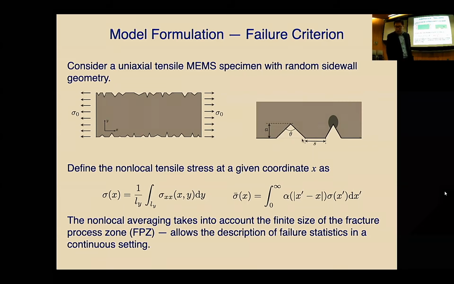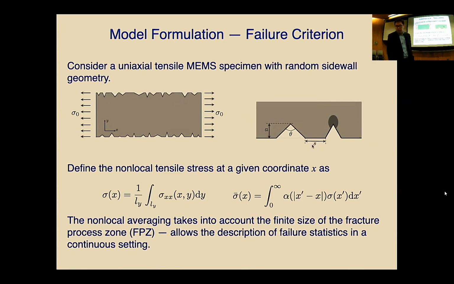There are three parameters we use to describe the randomness of the sidewall surface: the V notch depth, the V notch angle, and the V notch spacing. These parameters are random, and they describe how random the surface is. Now we want to propose a failure criterion at the material point. We choose a non-local model where we average the stress in the x direction along the y direction first, then we do the non-local average along the x direction.